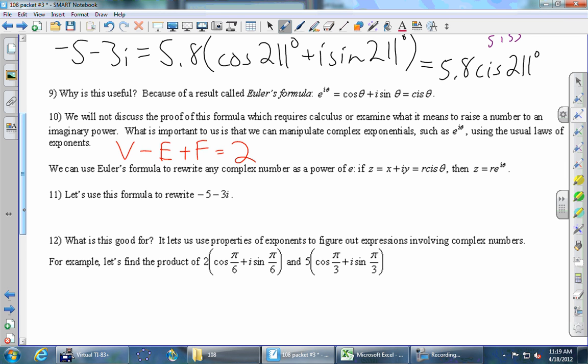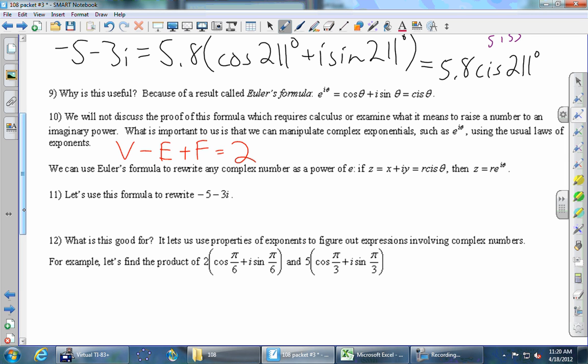Okay, well, it turns out Euler was able to kind of give meaning to that symbol, e to the i theta. He said, look, it's just cosine of theta plus i sine of theta. That's what it is. And we're not going to prove this theorem. We're not going to really even talk about what it means to take e and raise it to something imaginary. We're just going to accept it.